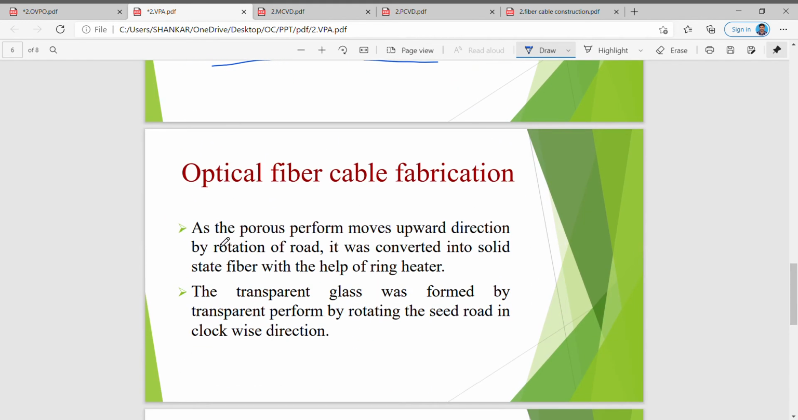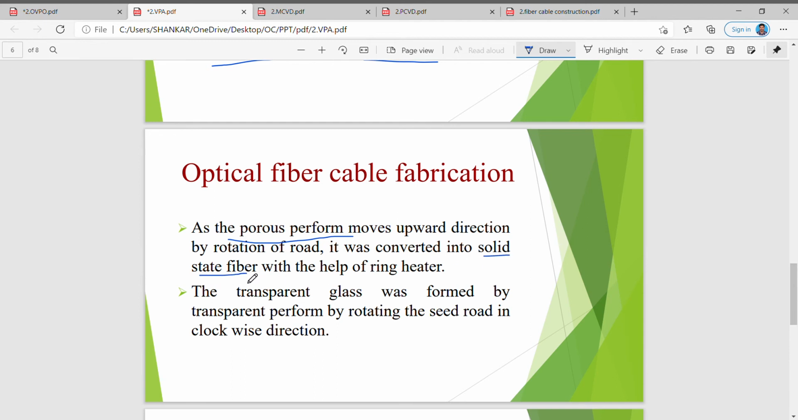Okay, so as the porous waveform moves in the upward direction, whenever we are rotating the rod, the rod will be rotated in order to move that waveform in the upward direction. While moving that waveform in the upward direction, the glass particles here initially are converted in the form of a porous form, that will be converted into the solid state fiber.